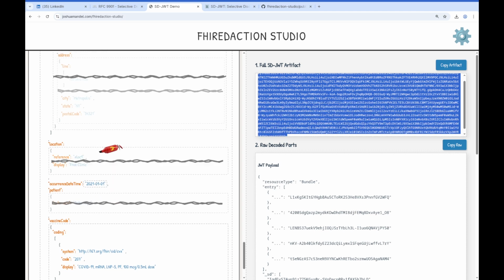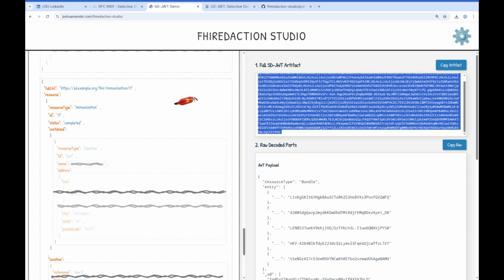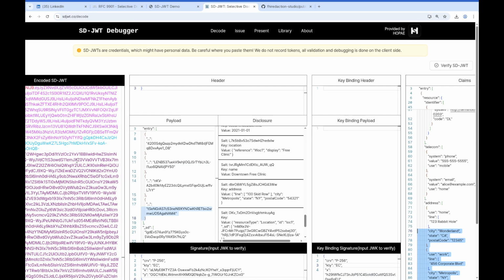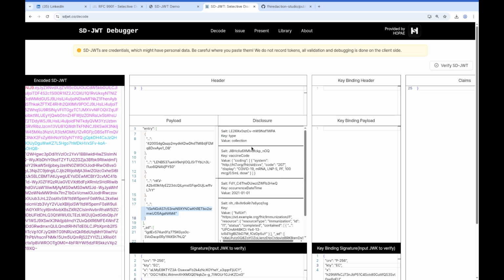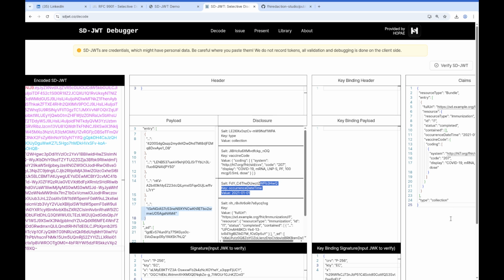And ultimately, I can show you what that's going to look like when I copy this into the selective disclosure tool here. And now there's only a few disclosures that I've chosen to make. And then the reconstructed bundle is much smaller. But critically, I can verify that this reconstructed bundle is correctly signed by the public key of our issuer.